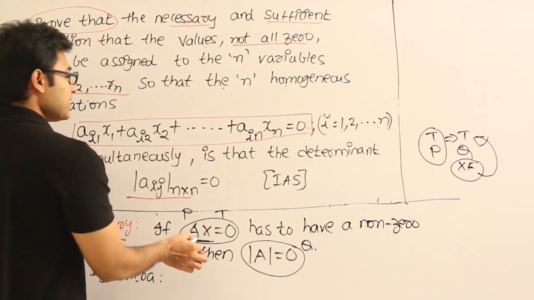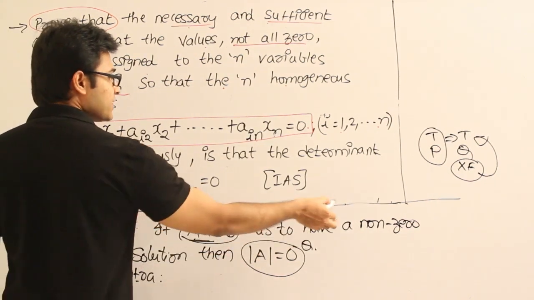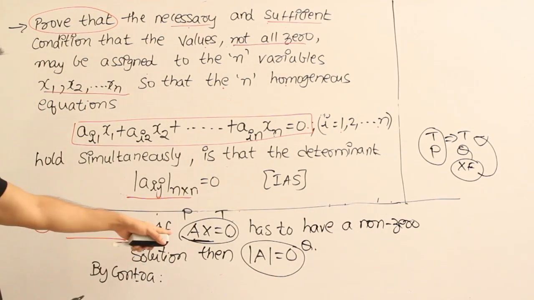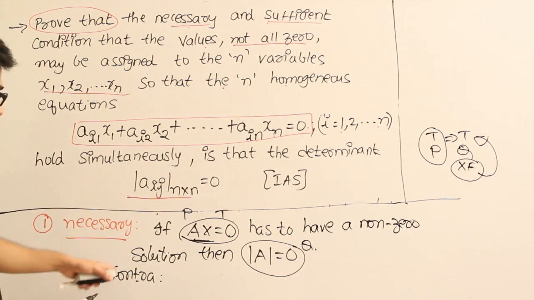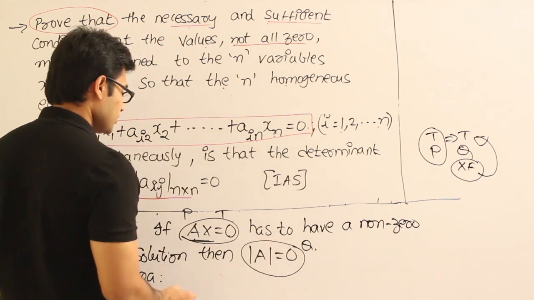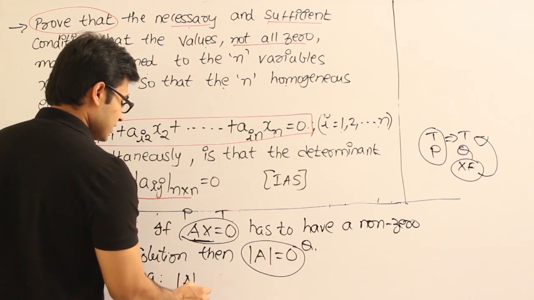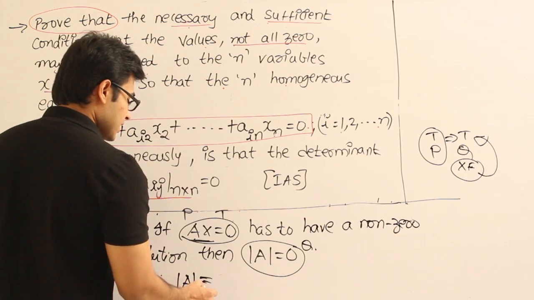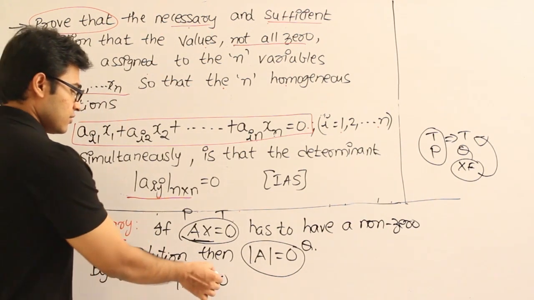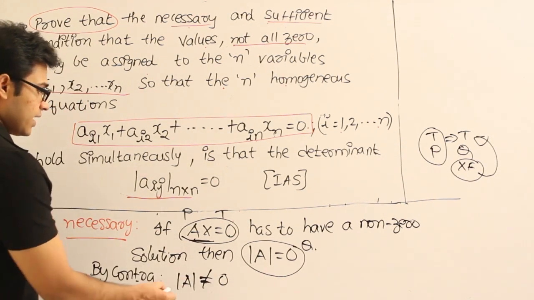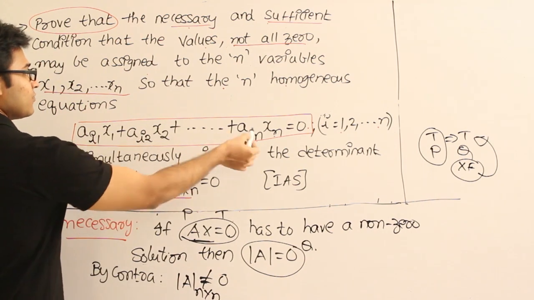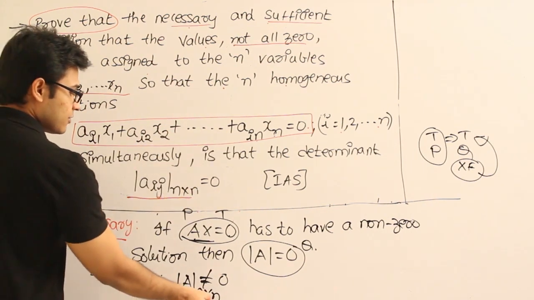So what is P? Determine that Ax equal to 0 has a non-zero solution. Okay, that is already given, which means it has a non-zero solution. Now I'll try to assume that this one is not true, which means I'll assume that determinant of A is not equal to 0. Now we know that A in this case is an n by n matrix. Why is this an n by n matrix? We have n variables and n equations. It is an n by n matrix.